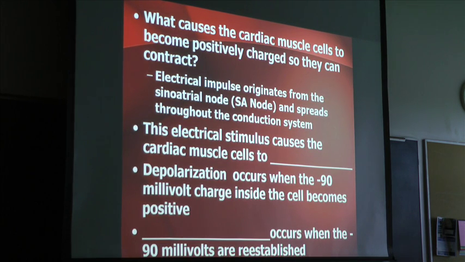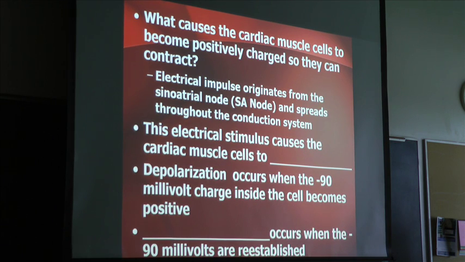So if I were to ask you to explain to me how it happens where cardiac muscle cells contract, you'd have to tell me about first the conduction system and how the conduction system stimulates all the muscle cells. Then you would tell me, well, once those muscle cells are stimulated, the inside of the cell becomes positive. And it does that with the movement of ions. Once the inside of the cell is positive, then the muscle can contract. So that's how you would explain it to me. Does that make sense?